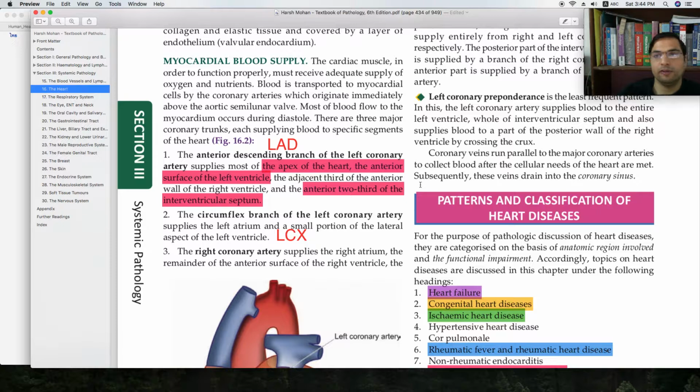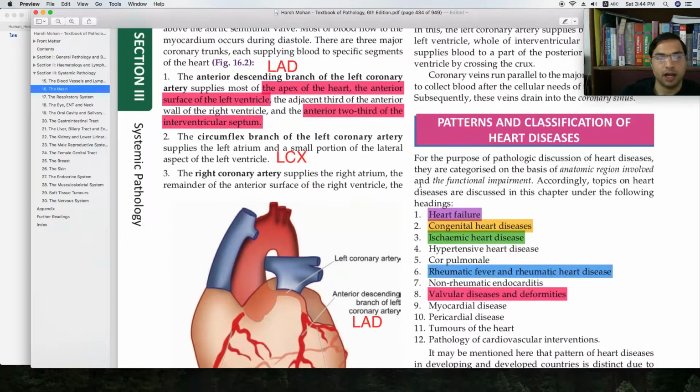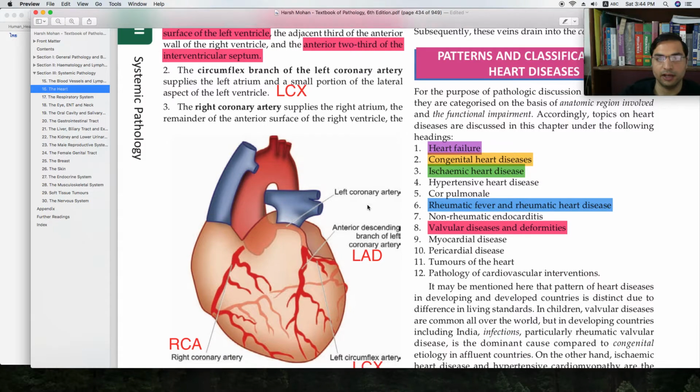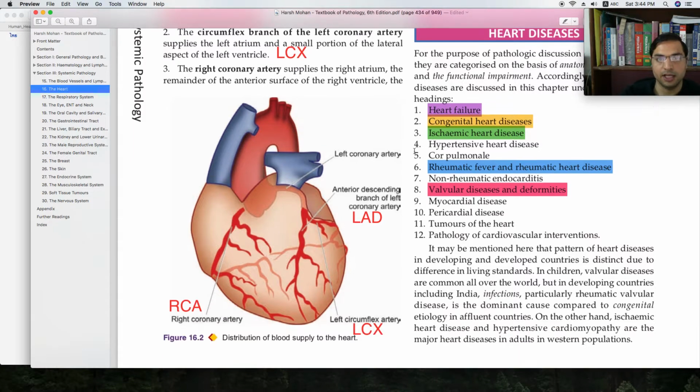So the first blood vessel to appear as soon as the aorta leaves the heart is the coronary artery. The coronary arteries supply the heart. These coronary arteries are two, the right coronary artery and the left coronary artery, right? The left coronary artery you can see here, and the right coronary artery. Now the left coronary artery again divides into two branches. First is the LAD, left anterior descending branch of the coronary artery, and second is the left circumflex artery, right? LAD and LCX, whereas the right coronary artery is only one.